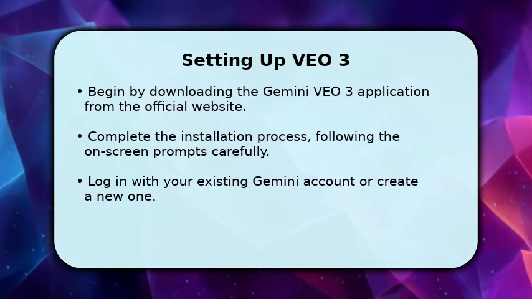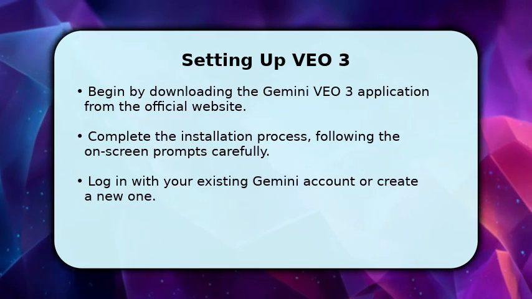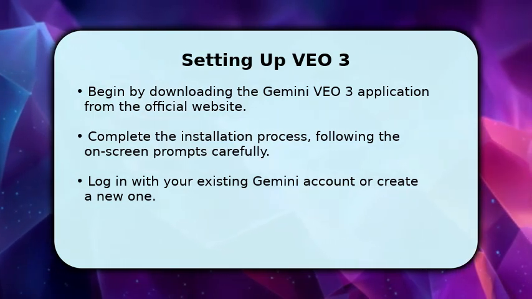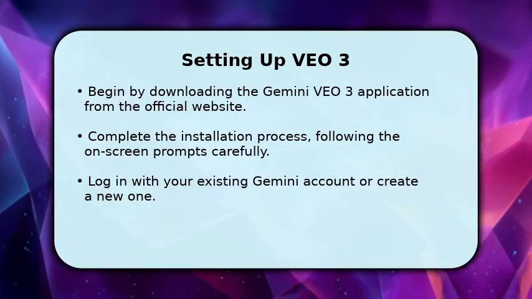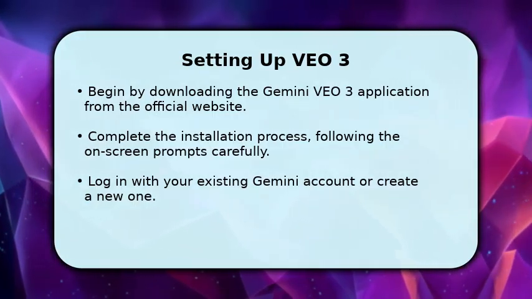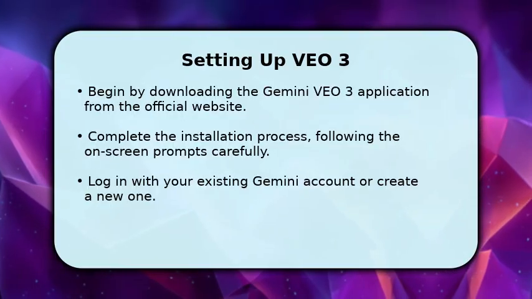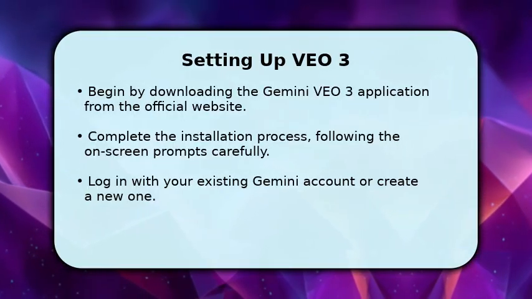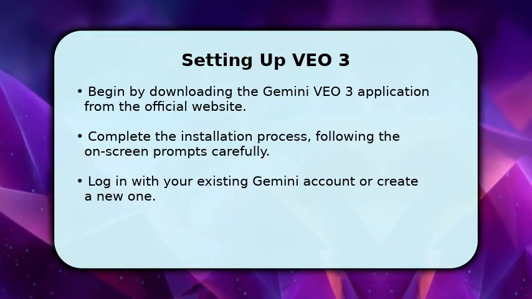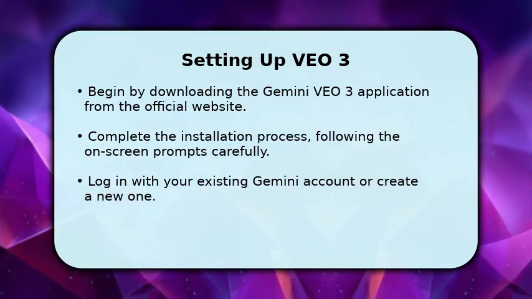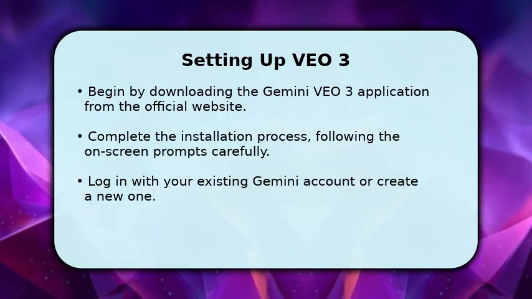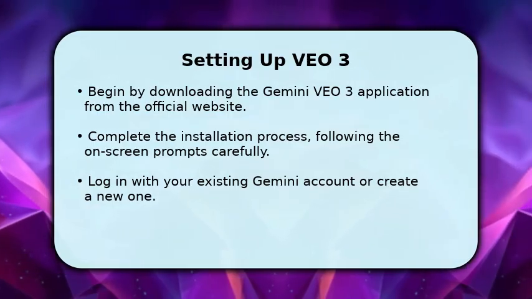Getting started with Gemini Veo 3 is straightforward. First, download the application from the official Gemini website. Once downloaded, follow the simple on-screen instructions to complete the installation. After installation, you can log in using your current Gemini account credentials. If you are new, creating an account is quick and easy, setting you up for success.